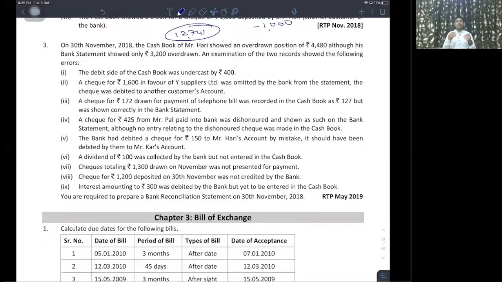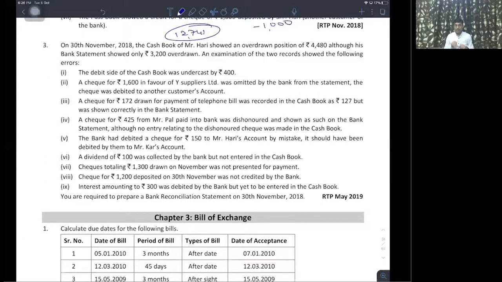You can start from overdraft as per cash book, you will arrive at the overdraft as per passbook. If you start from overdraft as per passbook, you will arrive at the overdraft as per cash book. Ultimate balance match होना चाहिए. मैच होएगा अगर तुमने सारे स्टेटमेंट का करेक्ट इंटरप्रिटेशन किया तो. An examination of the two records showed the following. The debit side of cash book was undercast by 400. Debit side of cash book was undercast.